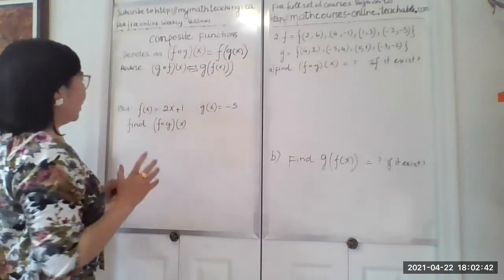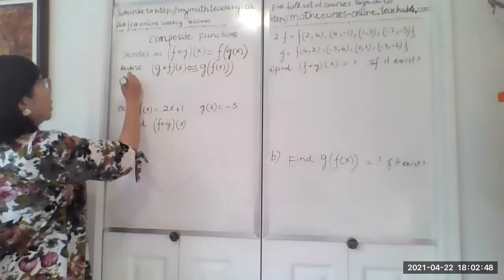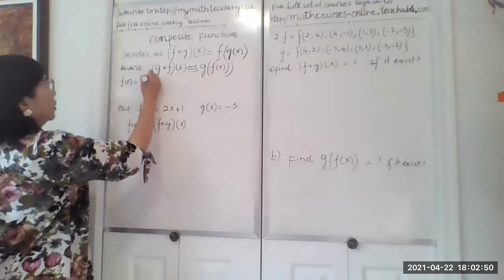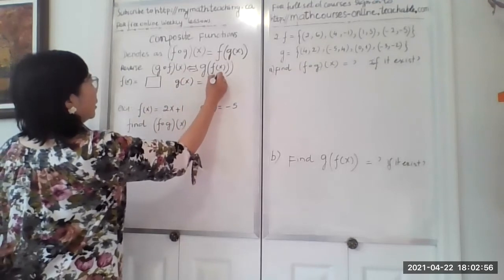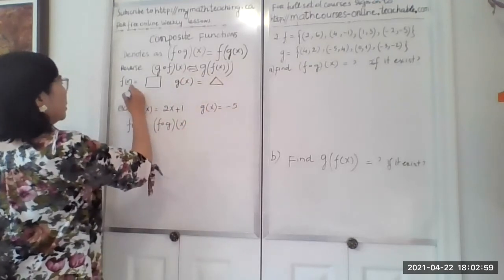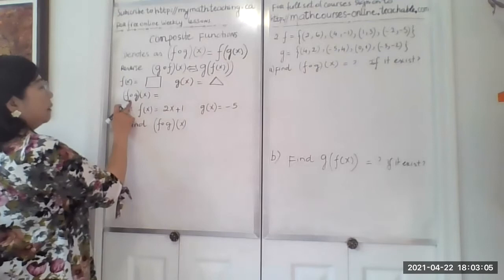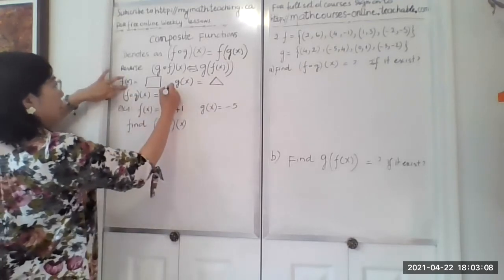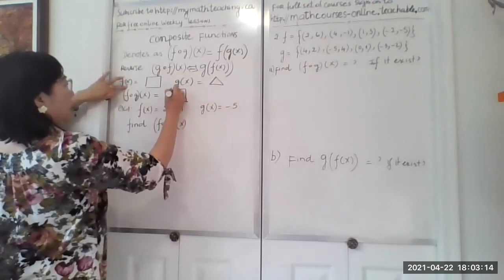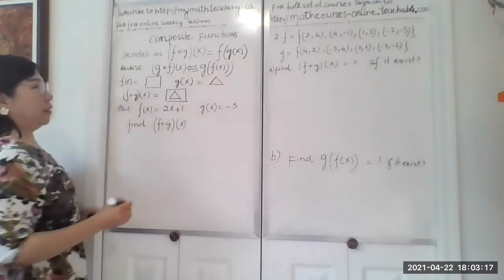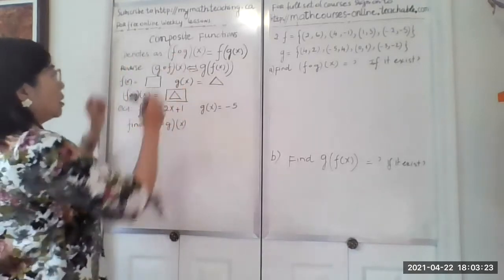So let me demonstrate more obviously for you. Let's say I have f of x function is the square and g of x is the triangle. So basically, f of g of x will be, f of x is the outer function and g of x is the inner function. So the triangle will go inside the square. So that is the idea about the composite function.